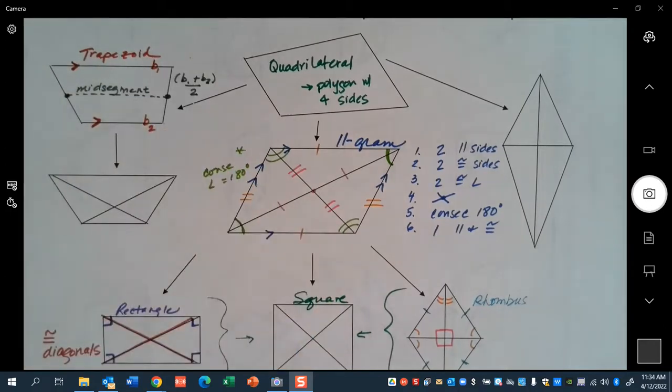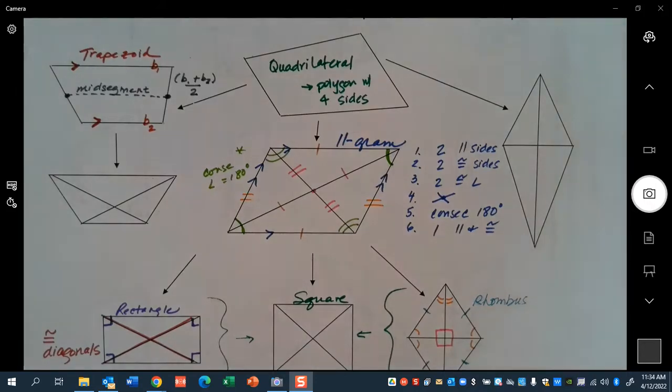And nobody cares which one is base 1 or which one is base 2, as long as you remember your parallel sides are your bases. So your non-parallel sides are the legs, and your parallel sides are the bases. Nobody cares whether the shorter or the longer one is going to be base 1 or base 2.